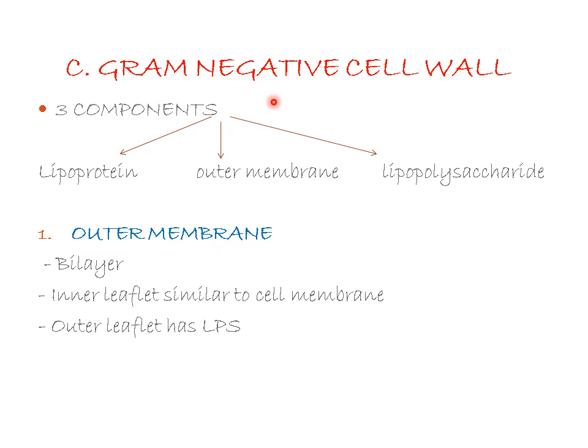Coming to the gram-negative cell wall, as we have already seen, there was an outer membrane, lipoprotein and lipopolysaccharide. Outer membrane was bilayered with an inner leaflet and an outer leaflet. Inner leaflet was similar to cell membrane and outer leaflet had lipopolysaccharide attached to it.